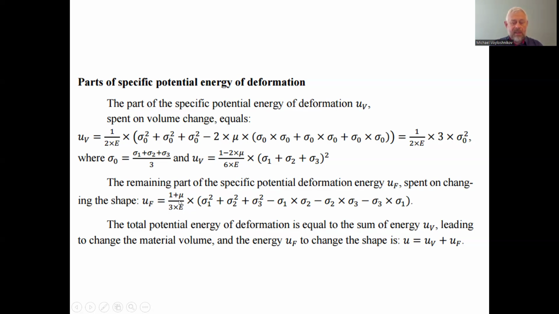This is (1 plus mu), Poisson's ratio, divided by 3E, where E is the modulus of elasticity. In the brackets, we have the sum of squared main normal stresses minus the products of each normal stress by each other one. The total potential energy of deformation is equal to the sum of the energy spent for the deformation of the volume and the energy spent for the deformation of the shape. Together we can find this formula consisting of these two.